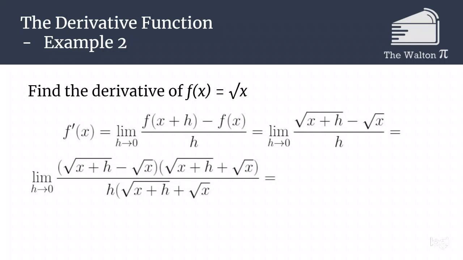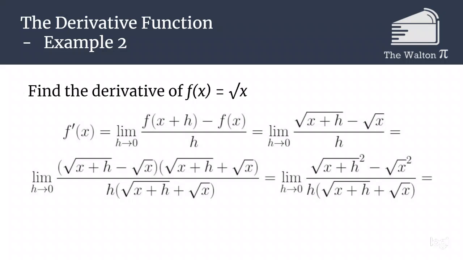So that is where we multiply the top and bottom by the exact same thing, except we replace the addition that connects the two square roots with a subtraction, or a subtraction with addition. So here we are going to multiply the top and bottom by the square root of x plus h plus the square root of x.